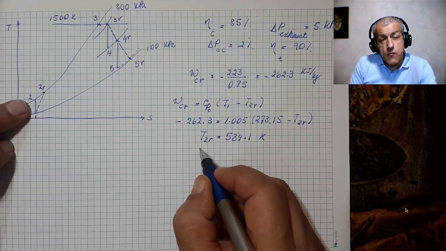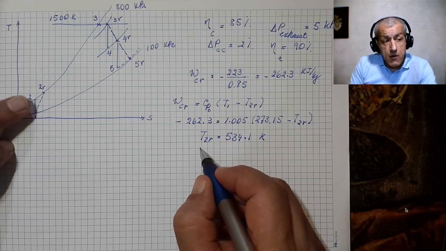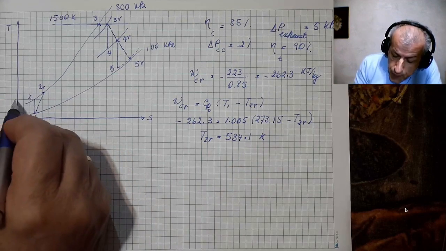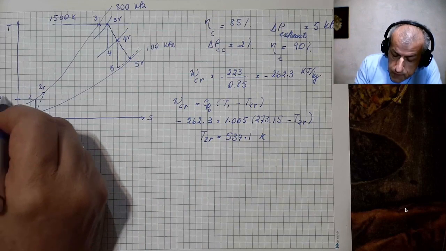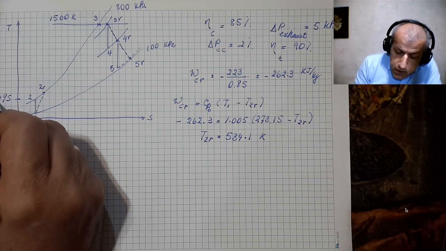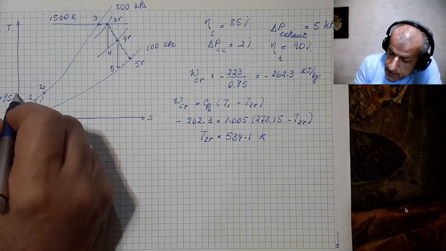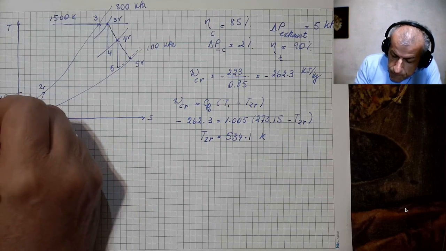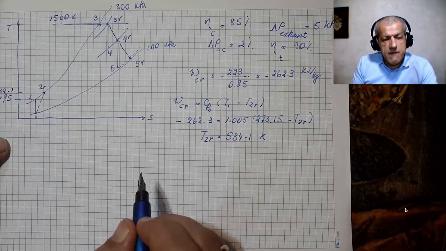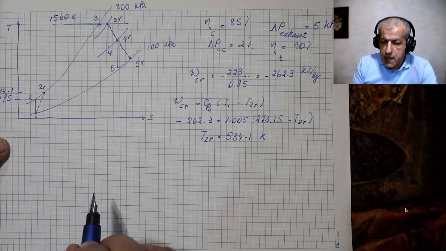You see, T2 was 495, and now this is warmer. This was 495, and this is warmer, and it is 534.1 kelvins. This is the temperature at the exit.